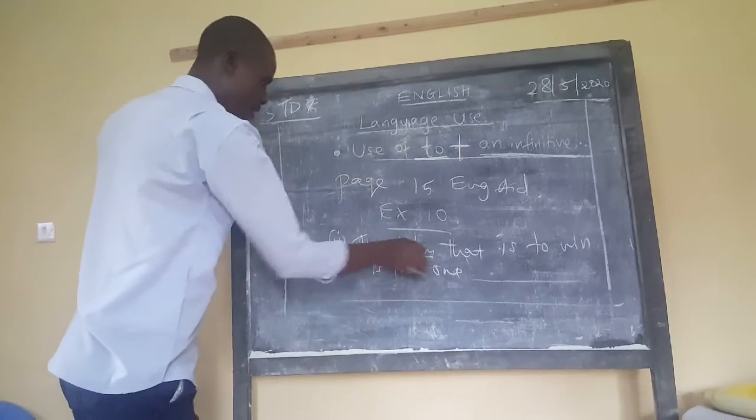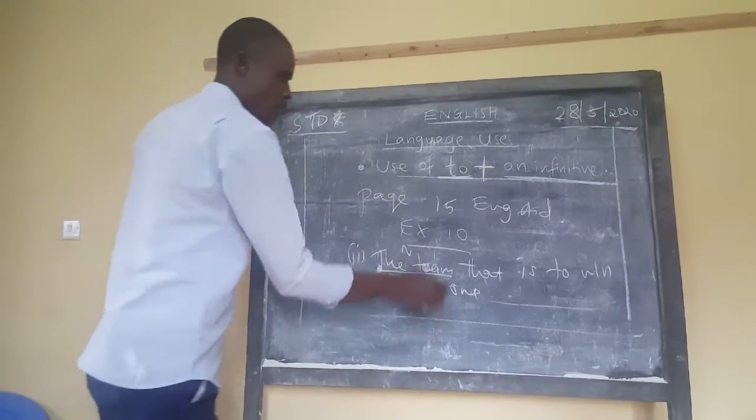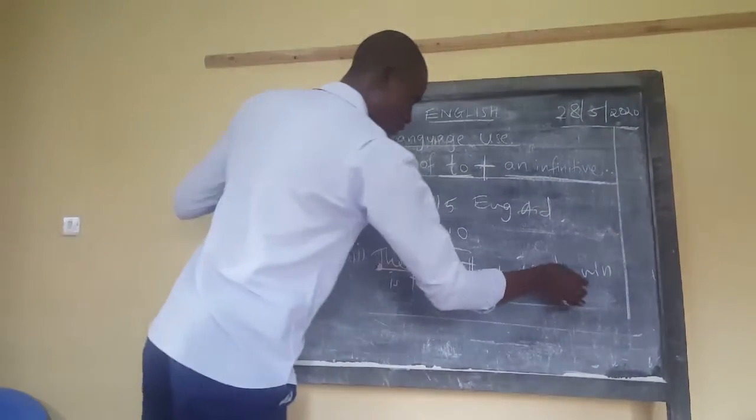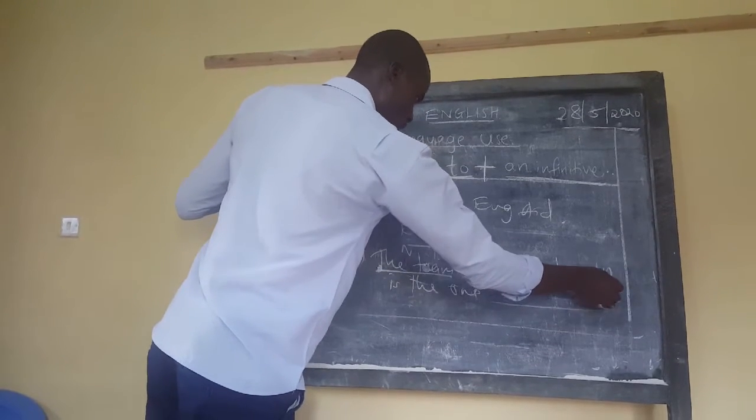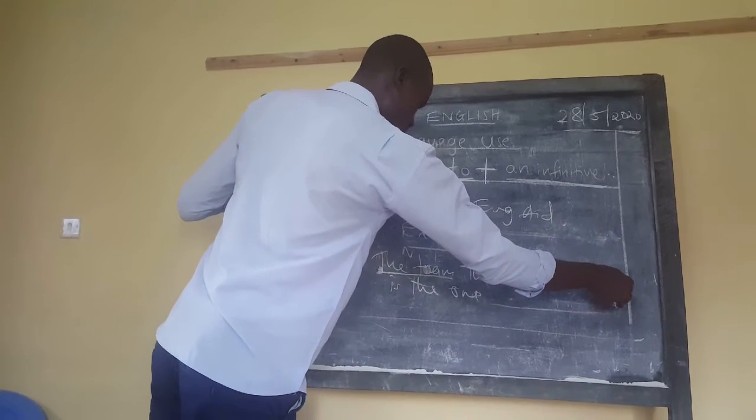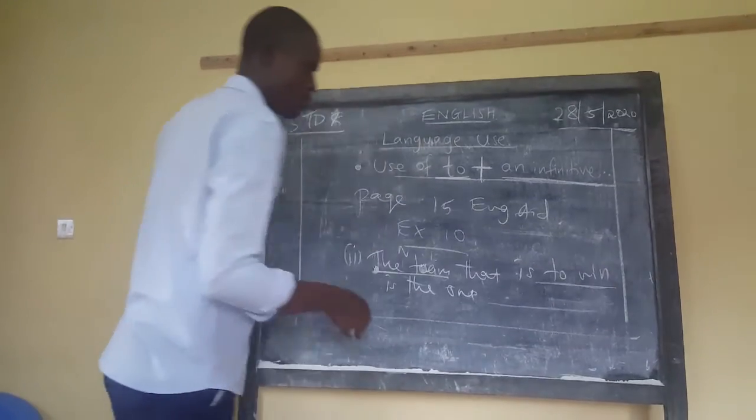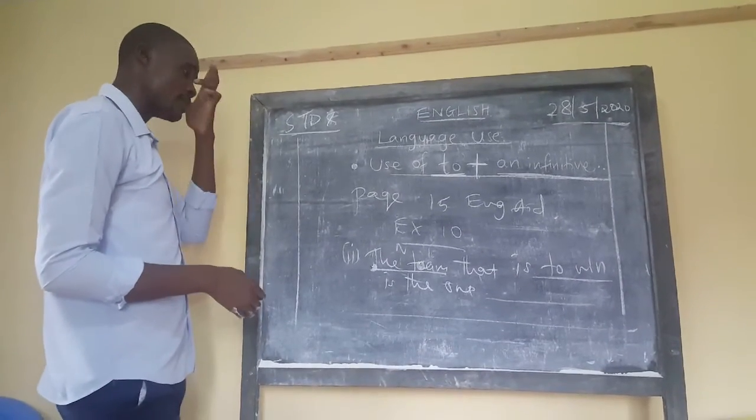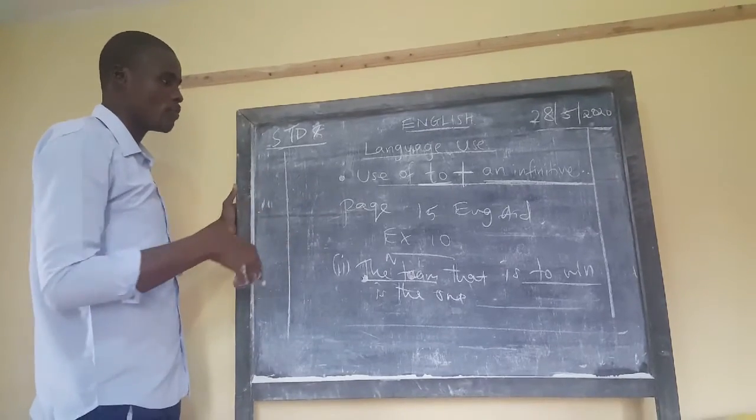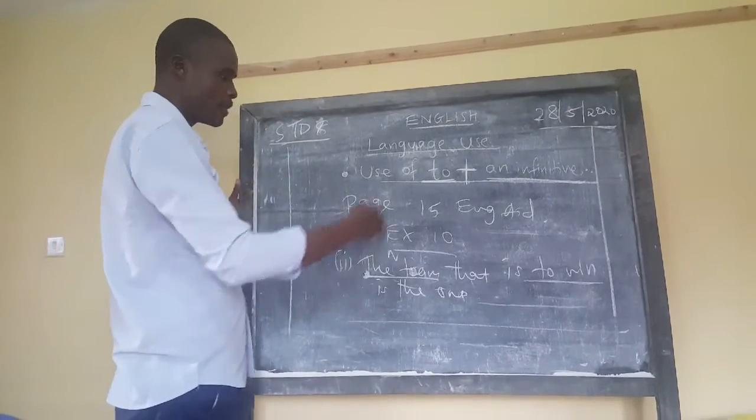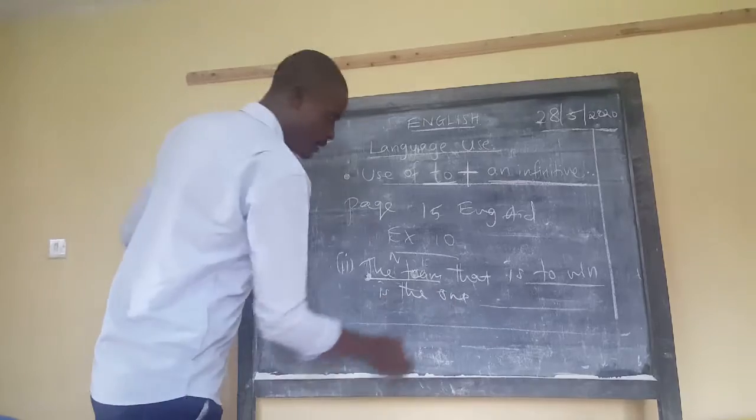So the team there, we know that is our noun. Then that is to win. That is to win becomes our nominal group, because that is what entails that group, added information about the group. So the team that is to win is the one.